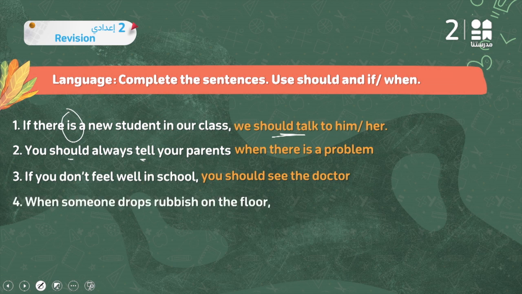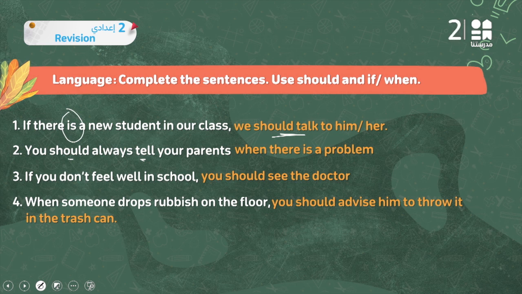Number 4. When someone drops rubbish on the floor, or if someone drops rubbish on the floor. What will happen or what should happen? You should advise him to throw it in the trash can. And as you see here, advise is with S because advise as a verb is written with S. But advice with C is the noun. Advice with C is the noun, and advise with S like this one is the verb.